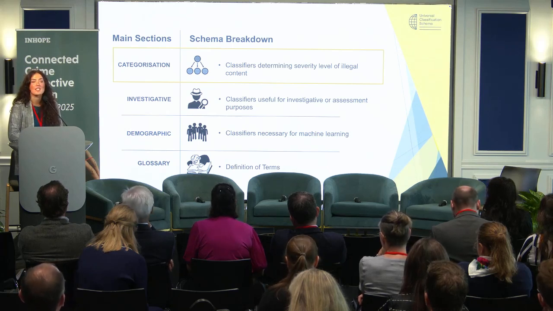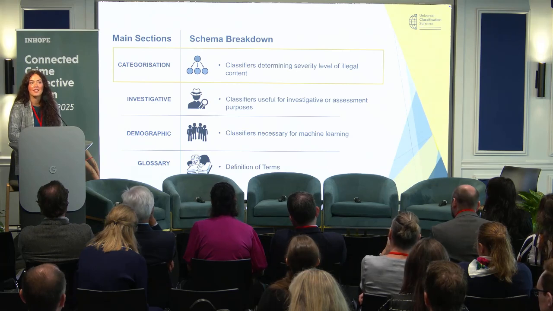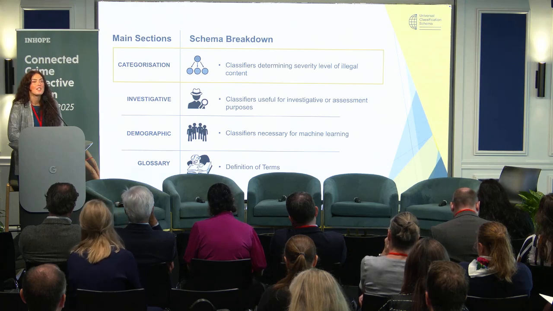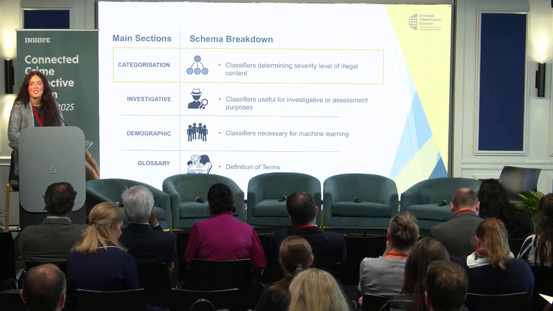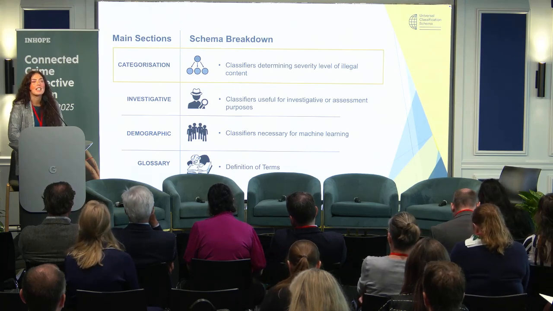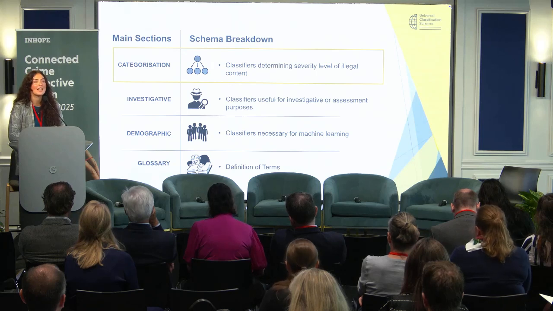So the first section of the schema is the categorization section. This relates to any of the characteristics needed for the determination of illegality of content. This is the assessment identifiers for understanding if the content is illegal when viewing an image or video.